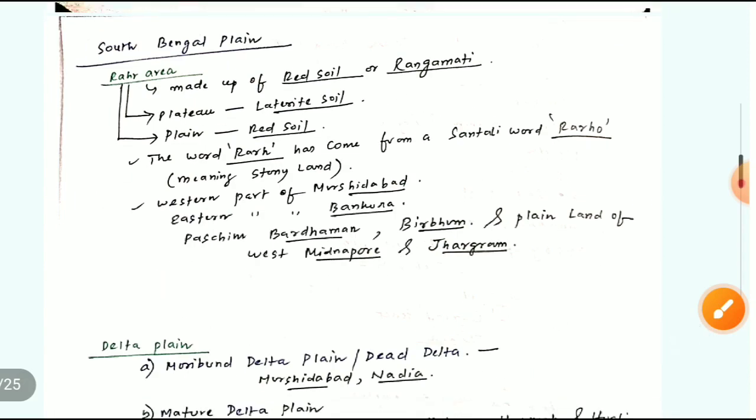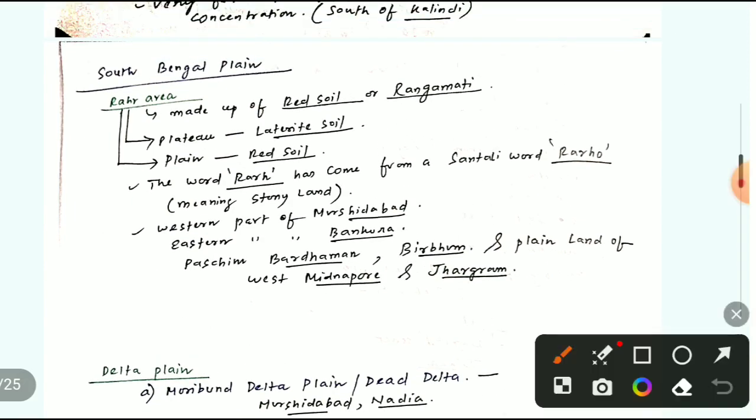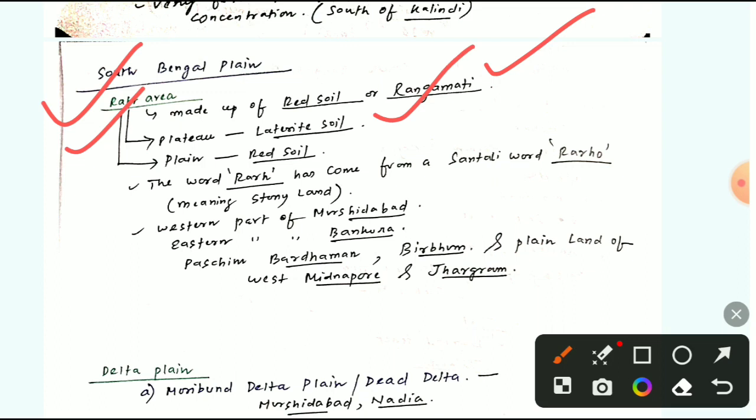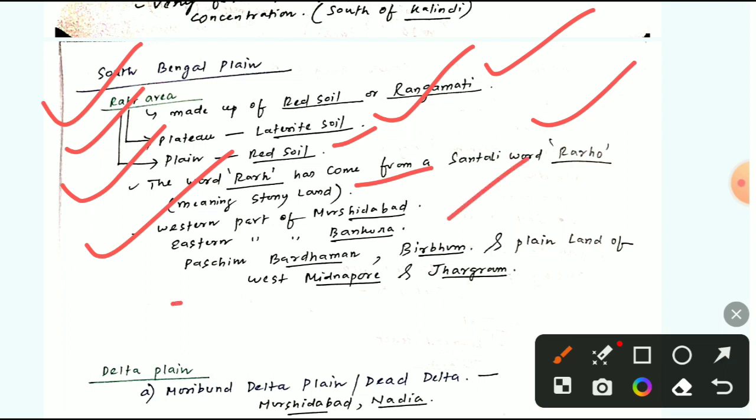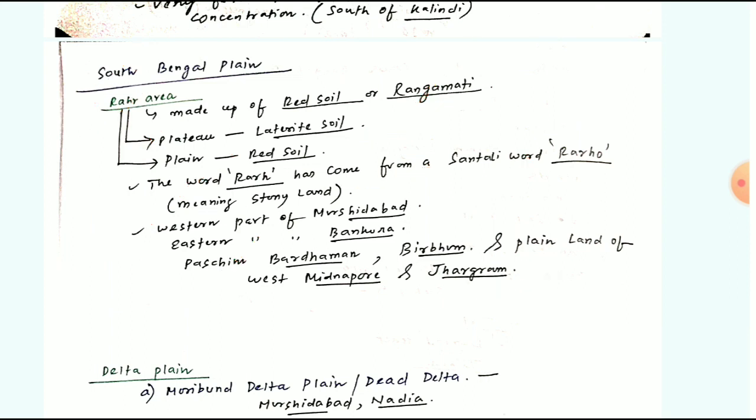Next is South Bengal plain. In South Bengal plain we see Rarh area, that is made up of red soil or rangamati. In plateau it is laterite soil, and in plain it is red soil. The word Rarh has come from the Santali word Rarho, meaning stony land. Western part of Murshidabad and eastern part of Bankura, Paschim Bardhaman, Birbhum and plain land of West Medinipur and Jharkhand, it covers this region as Rarh area.